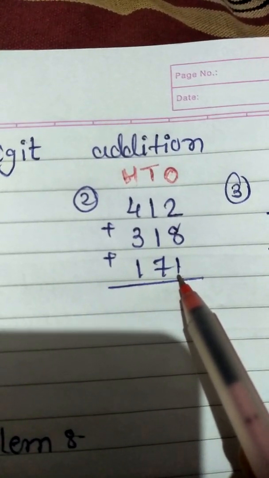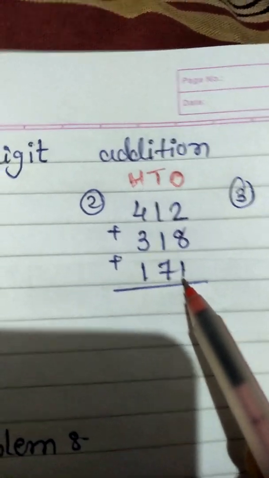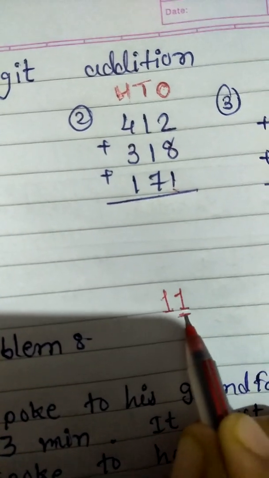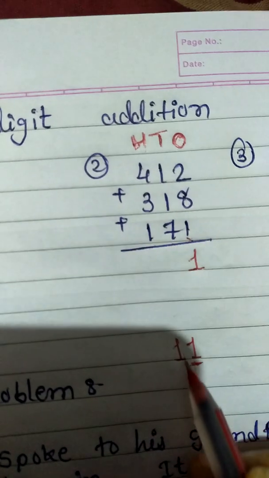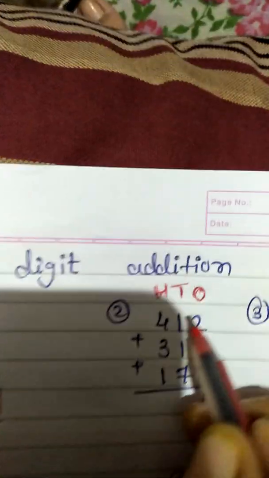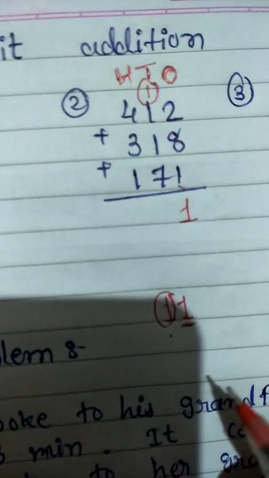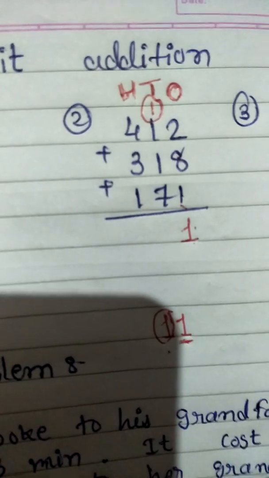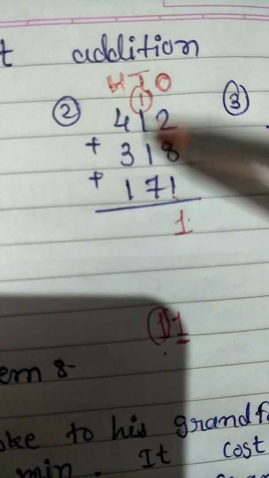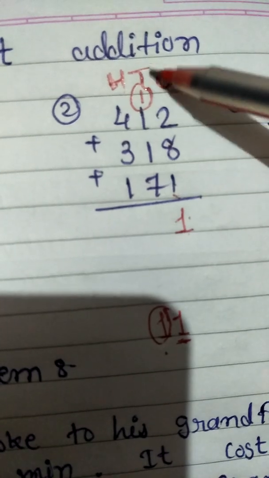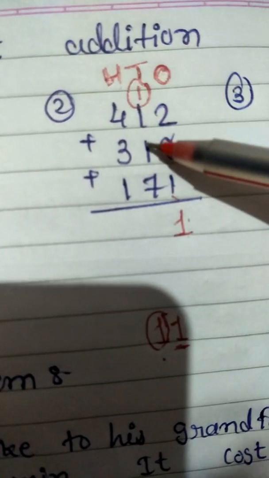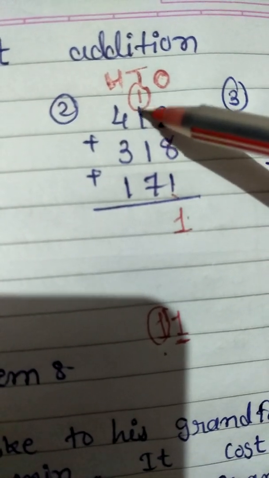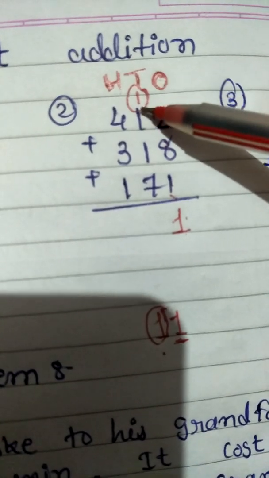Now what happened? 11. It's a two-digit number, right? So it is 1, 1, 11. So this one we are going to write here, and the other one is going to be carried to the tens. Understood? Now we are going to add the tens line. In the tens line 1, 1 and 7 are here. But the one which is carried is also here. So this will also be added.